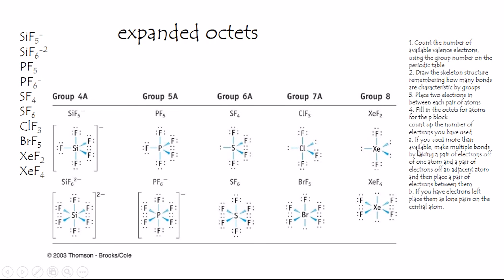If you use more than available, make multiple bonds. That's interesting. So that could actually play a role. If you had too many, I don't see a single one here where we had to make multiple bonds. But if you already are in the extra realm, turn into a double bond somewhere. I mean, it's symmetrical, so it probably doesn't matter where. And that should account for having too many electrons. And if you have any extras, put them on lone pairs on the central atom. So this is expanded octets.